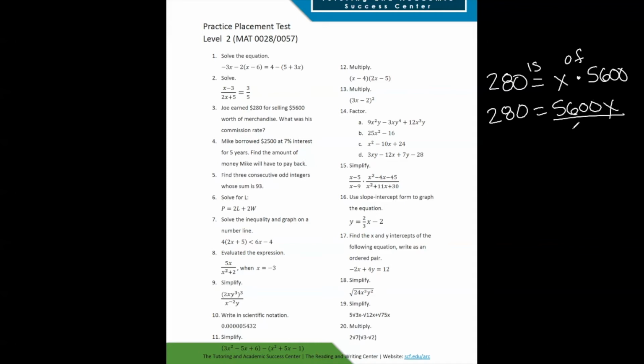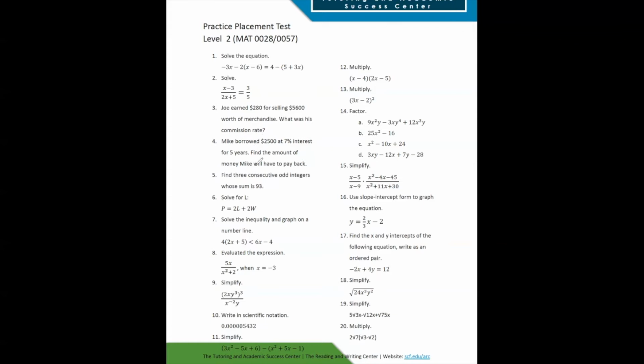In order to solve this, we're going to divide both sides by 5,600. So you can type this into your calculator and you'll get x equals 0.05 or 5%. Or you could also look at this as a fraction and you could be simplifying it that way as well. But eventually you're going to get to 0.05 or 5%, which is your answer for number 3. Let's look at number 4.